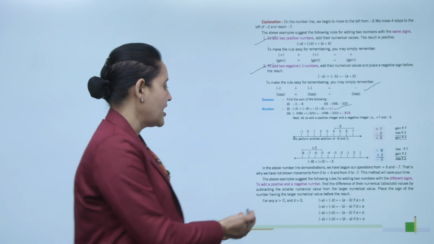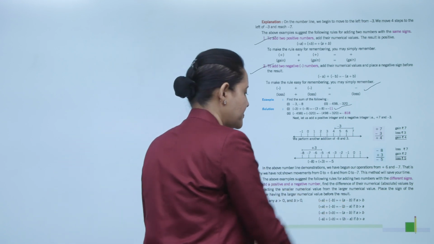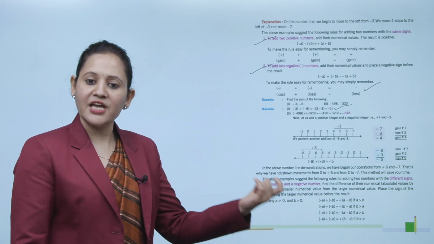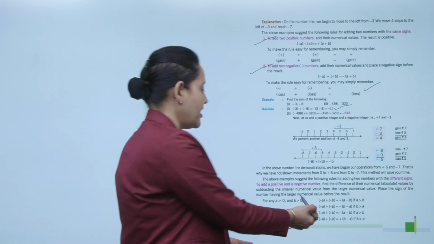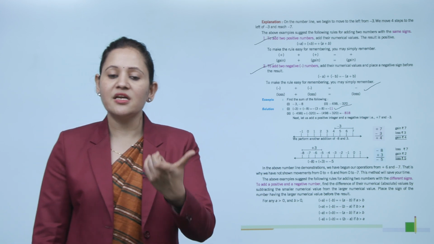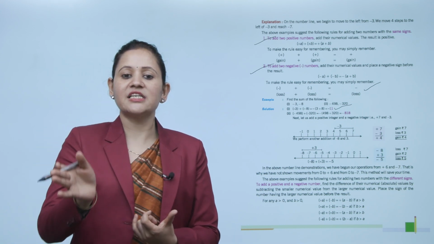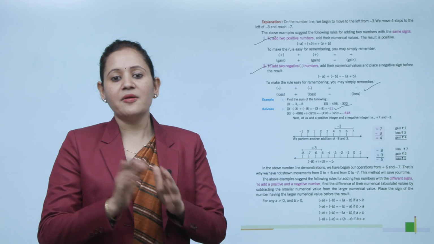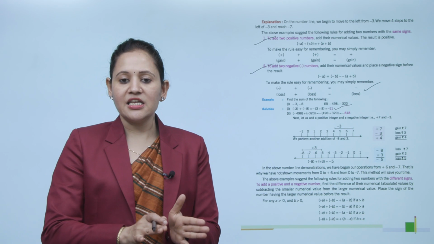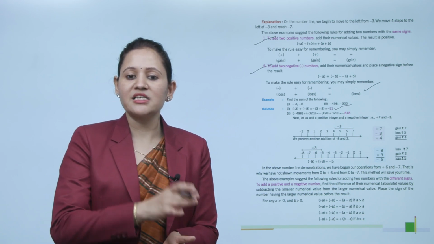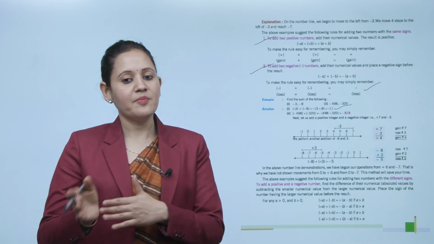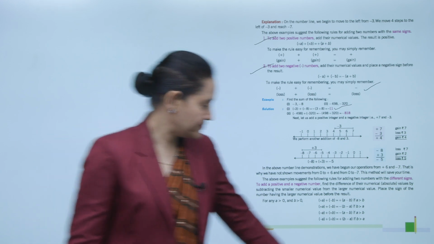Means, a plus minus b is equal to a minus b if a is greater than b. a plus minus b is equal to minus (b minus a) in case b is greater than a. Minus a plus b is equal to minus (a minus b) in case a is greater than b, and minus a plus b is equal to plus (b minus a) if b is greater than a.